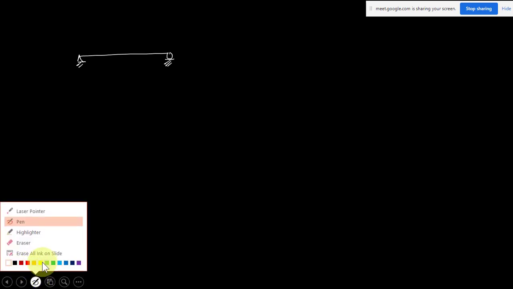The easiest technique you have to remember, because sometimes you will get confused about which method to use, is this: when you are finding difficulty drawing a moment diagram, in that case you cannot use the conjugate beam method, and you cannot use the moment area method also. All those methods you can't apply. So in that case you have to go for the double integration method. I will give an example of such loading.